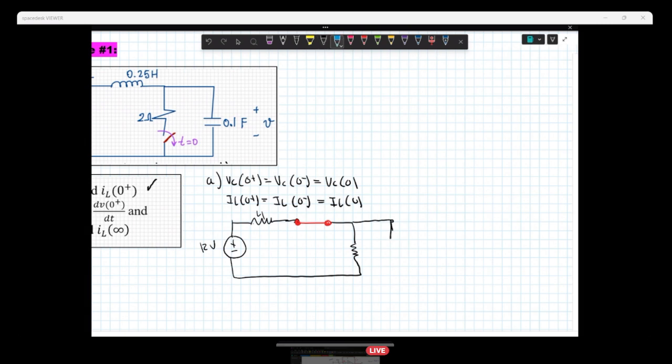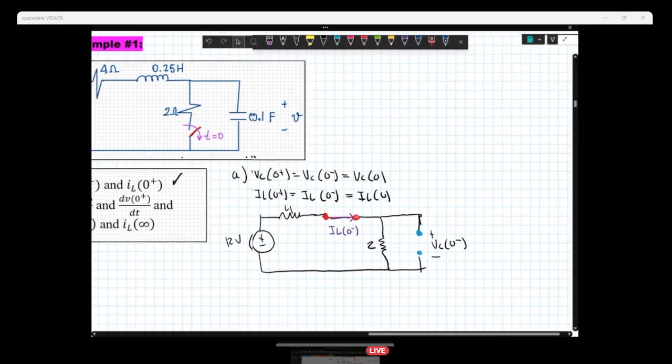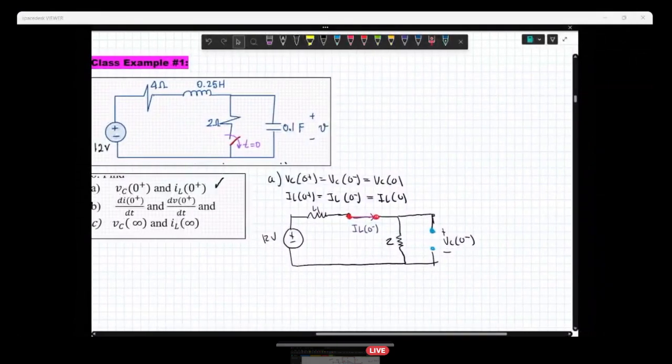And then let's follow convention, so the current's going to go like this. This one is IL of 0 minus. Now we just do any circuit analysis to solve for this. What would IL of 0 minus be? I think that's easy to do first. What would you do?